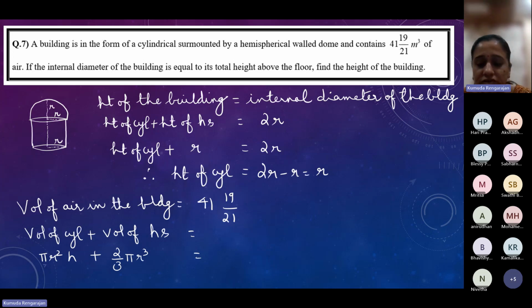Please solve this, and when you solve, you'll get the value of R. And then you can find the height of the building, which is 2R. I'll come back in about 5 minutes. Please complete the answer.